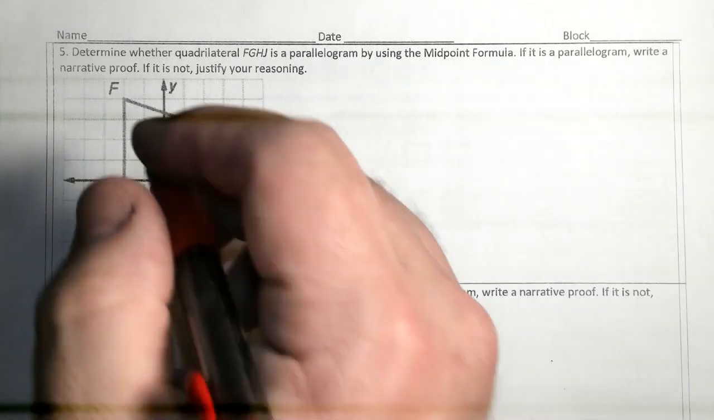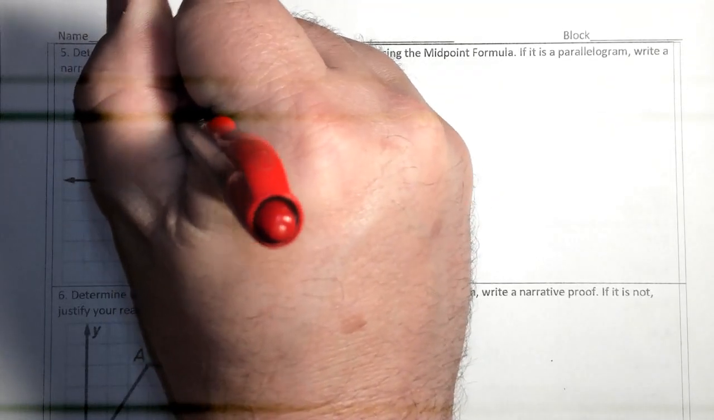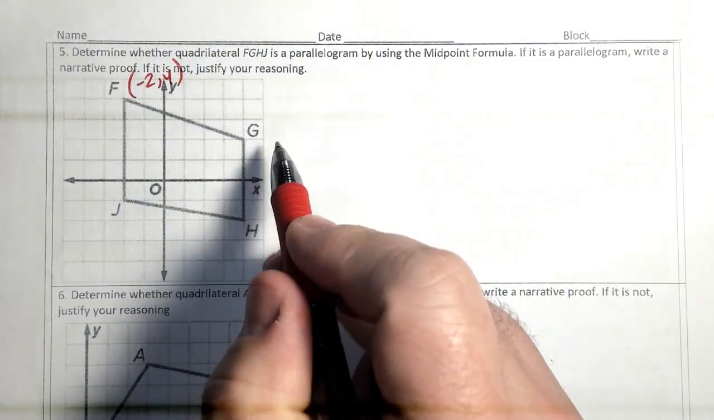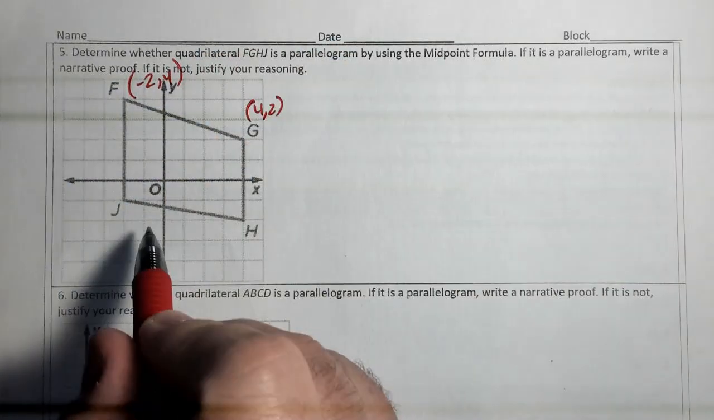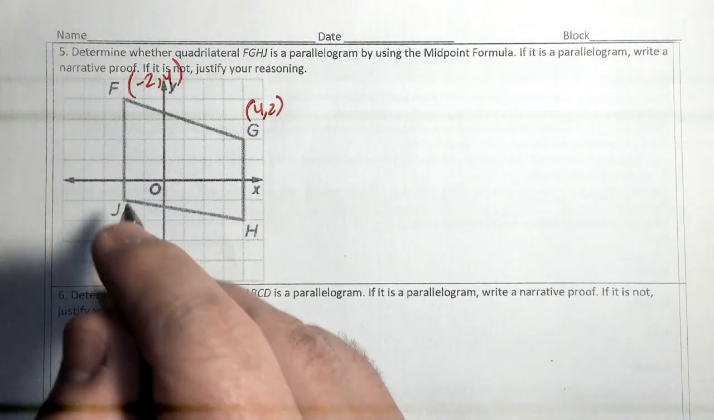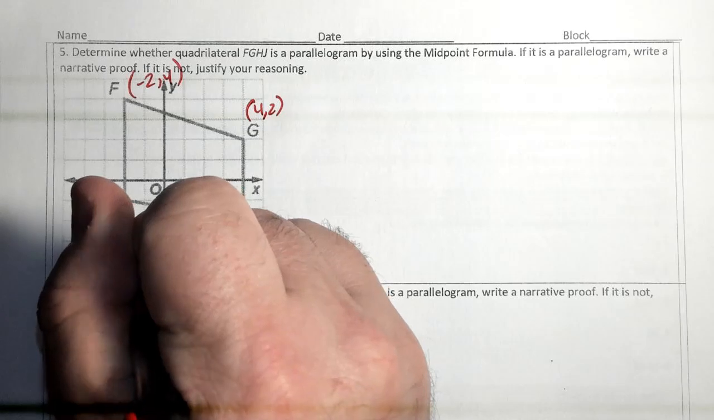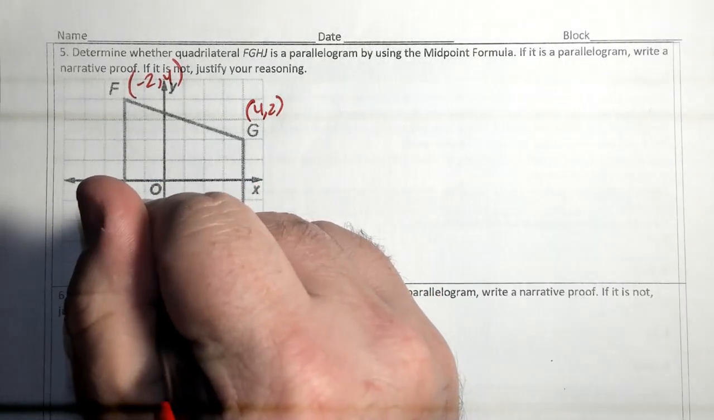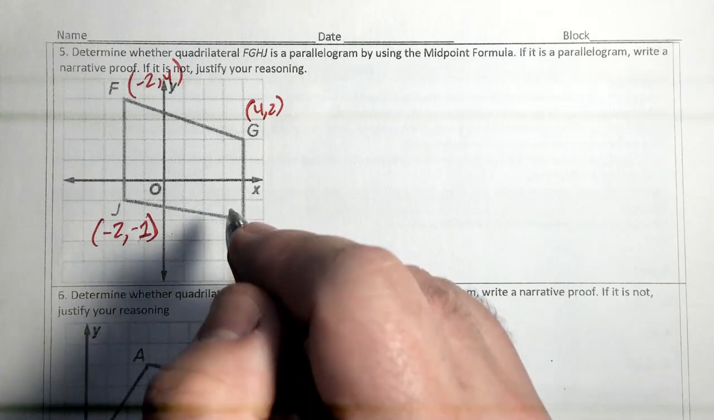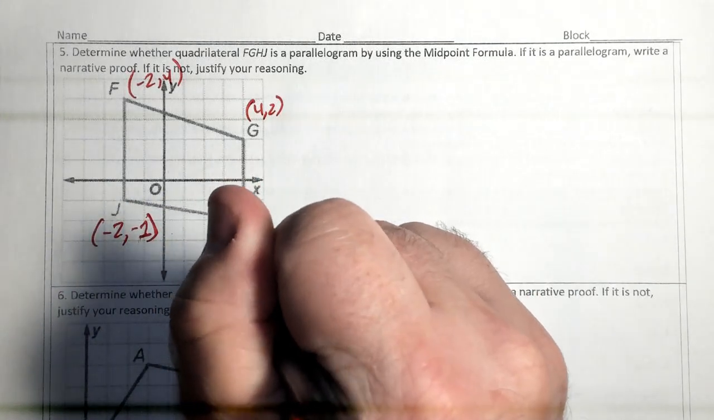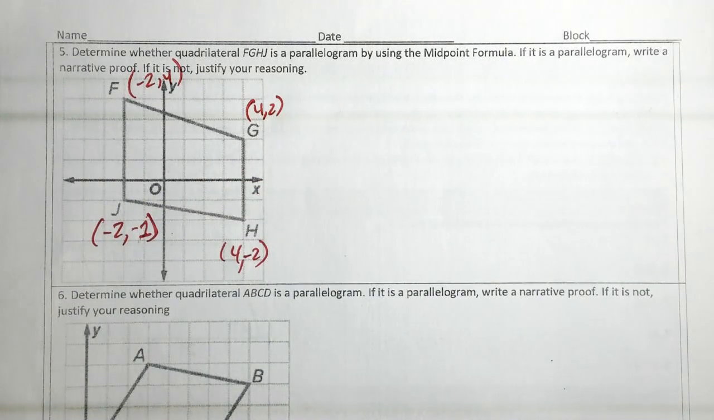All right, so F is going to be -2, +4. G is +4, +2. J is -2, -1. And H is 4, negative 2. I'll just switch to a green pen.